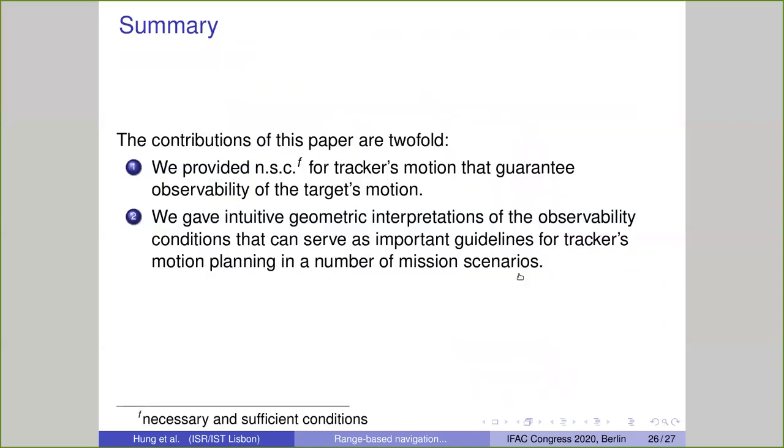In conclusion, in this presentation, we provided necessary and sufficient conditions for the tracker motion that guarantee the observability of the target motion. From the conditions derived, we provide an intuitive geometric interpretation of the observability condition that can serve as important guidelines for the tracker motion planning.